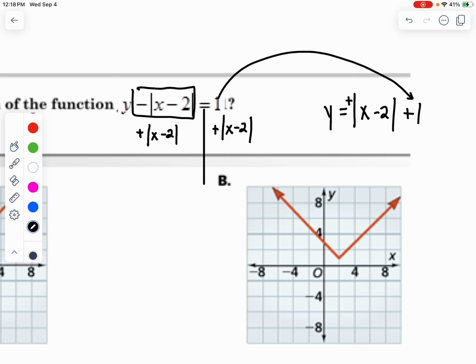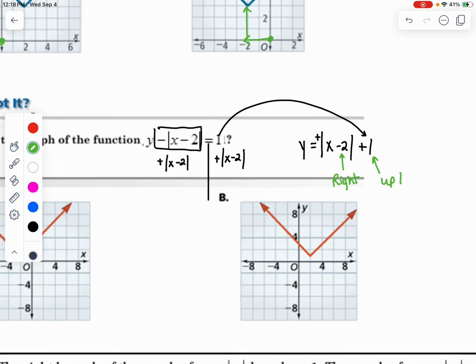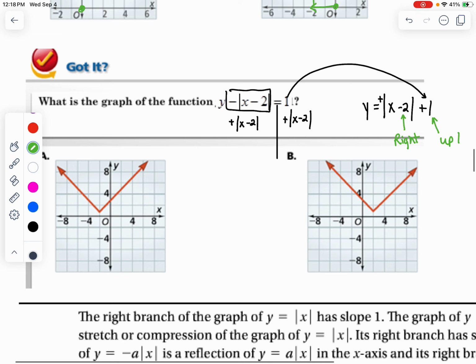So that's going to go, let's see, what did we learn? Do you remember? A minus 2 on the inside is to the right. And do you remember what the 1 in the back? That's a positive, so it's going to go up 1. So let's look at which one looks like it moved to the right and up. Well, not this one. That one moved left. So that would be this one.